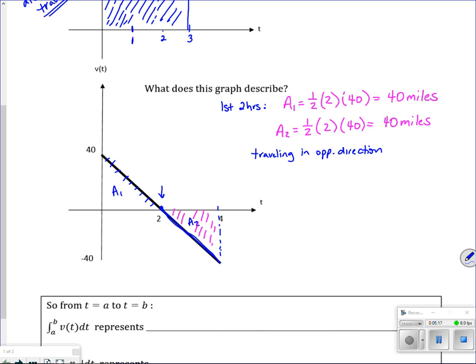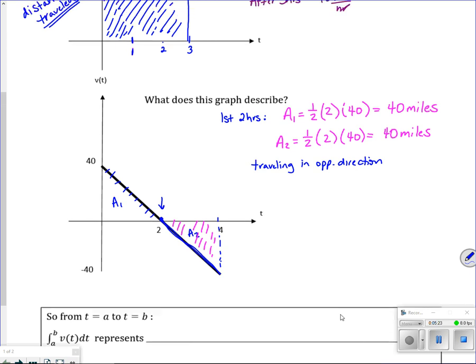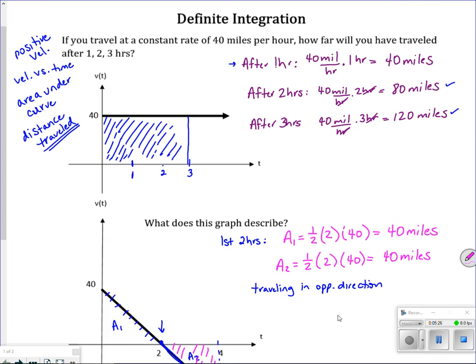Now, how does that relate to integrals? Back up here, I could have written a definite integral, the integral from 0 to 1 of v of t dt, because this is a graph of v of t, and that would have been 40. I'll go 0 to 3 of v of t, and that would have been 120. So is the integral of velocity going to be the distance?